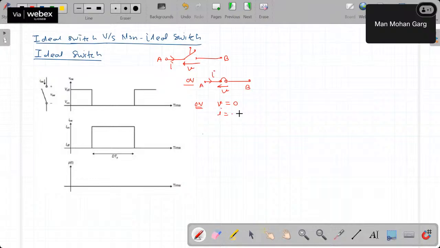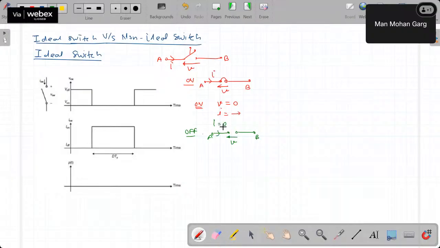Similarly, if it is off, this is the A terminal, this is the B terminal, so this I, whatever it is, should be zero. We are considering this as a controlled device. In a controlled device, unless there is a gate pulse or gate signal, whatever limited voltage you apply as per the rating of the device, it will not start conducting, right? So if the device is off and no control signal is applied, it will not conduct, so current through it will be zero.